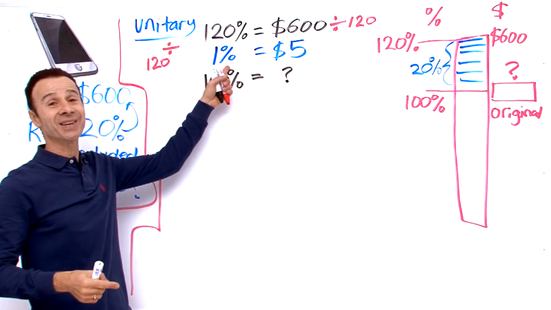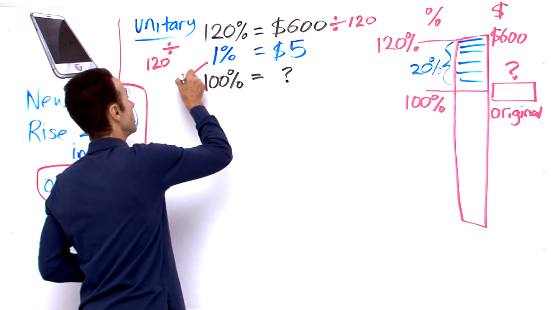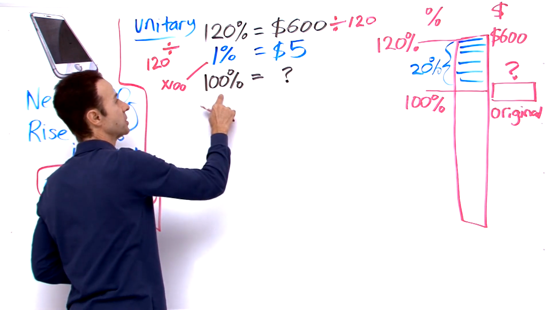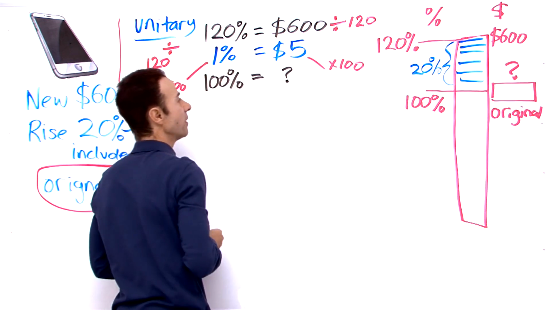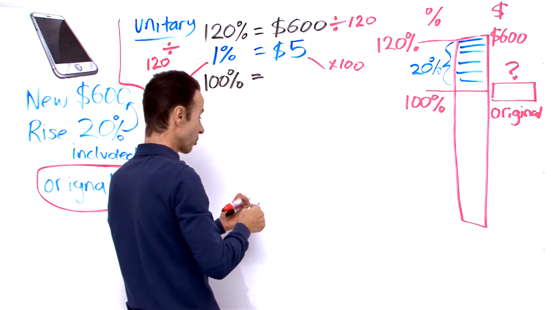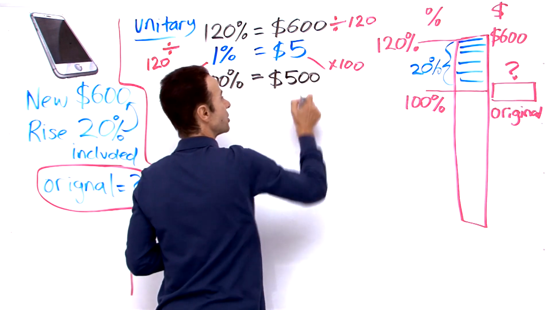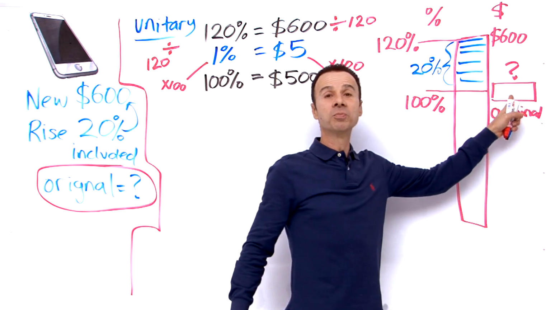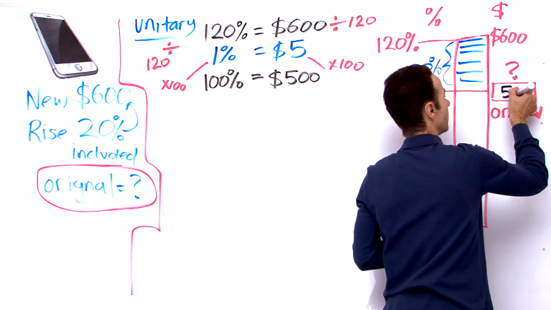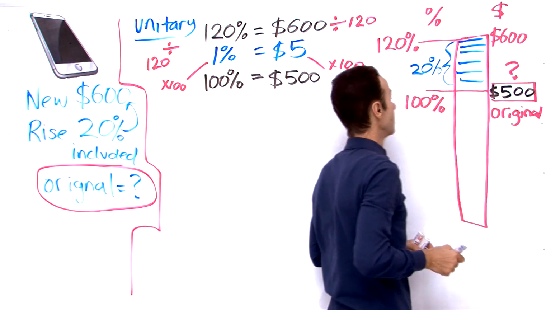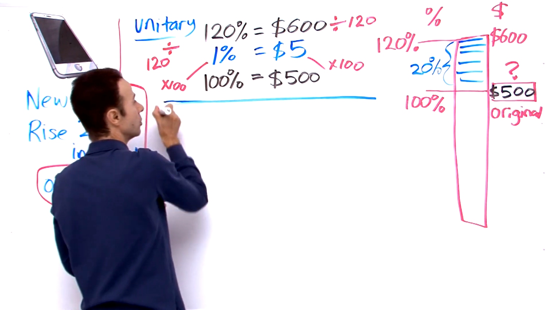Now, having 1%, it's easy to go to 100%. All you've got to do is multiply 1 by 100, and we get 100%. So we do the same to the 5. We multiply by 100. What's 100 times 5? 500. 500 what? It's going to be $500. So that's the original price of the phone before the 20% increase. We can just put that in there, $500. Now, that's using the unitary method. So let me just put a line across here and do another method, which you may prefer.